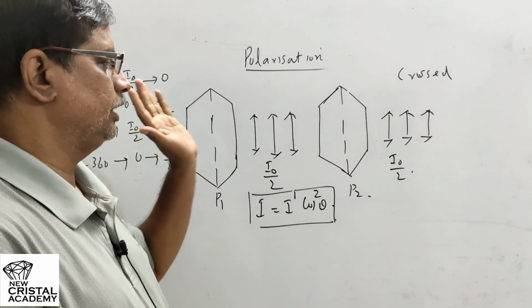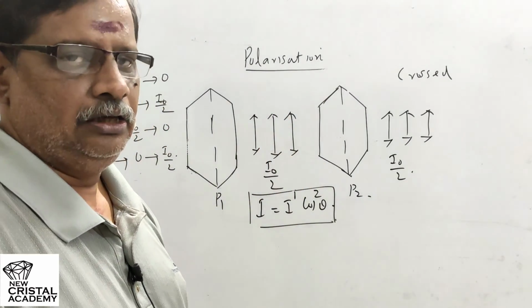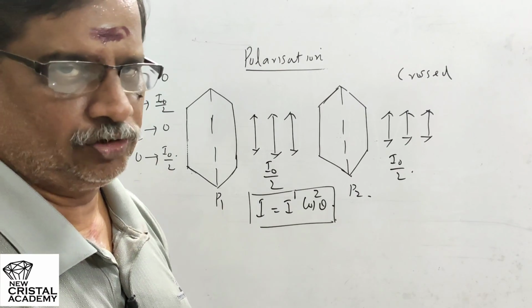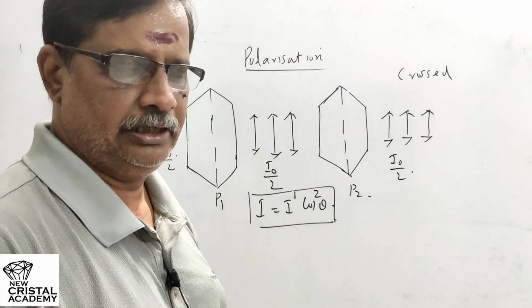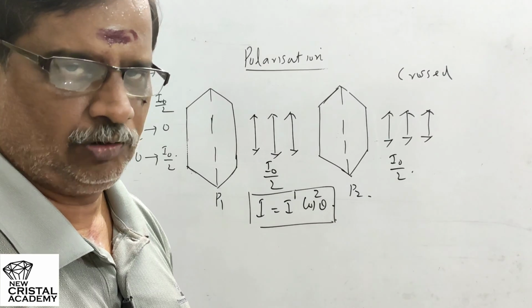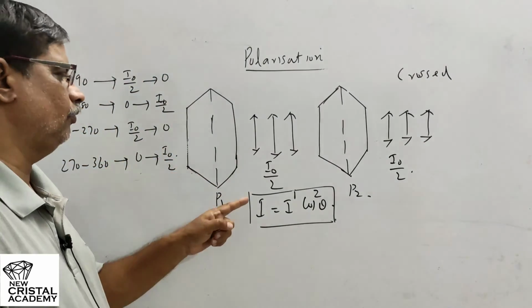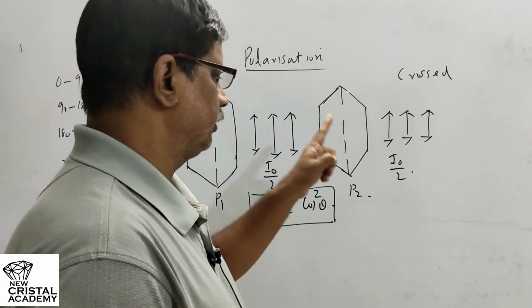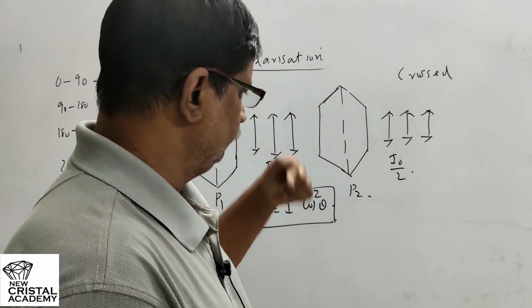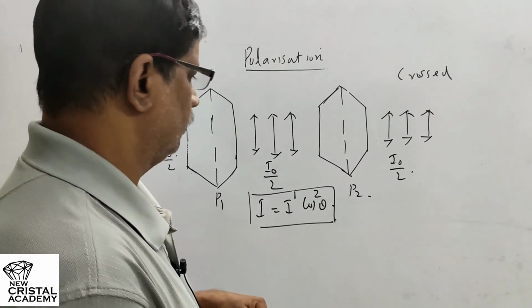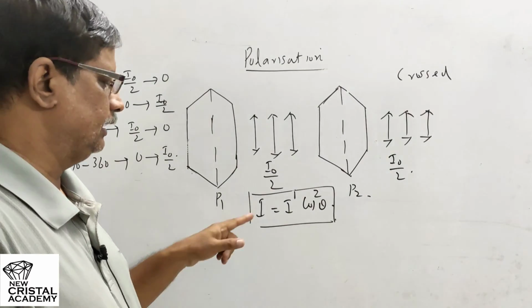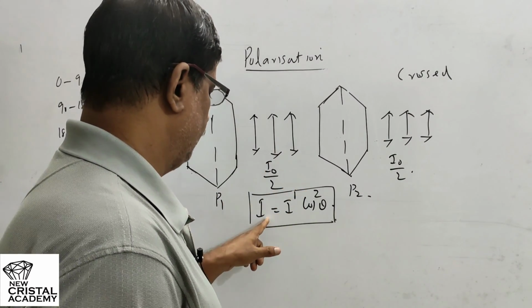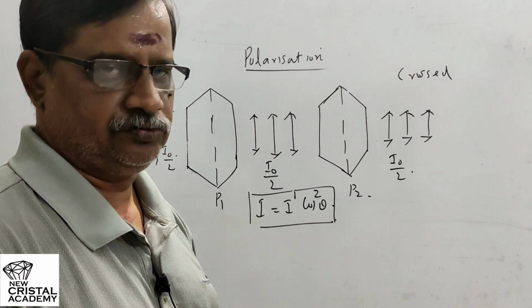Remember, unpolarized light falls on a tourmaline crystal, the intensity of the transmitted light will be I0 by 2. Whether you rotate it or not, the intensity will always remain the same as I0 by 2. But if you allow polarized light to fall on a tourmaline crystal and then you start rotating that crystal from 0 to 90 degree, then the intensity will vary according to the relation I equal to I dash cos square theta.